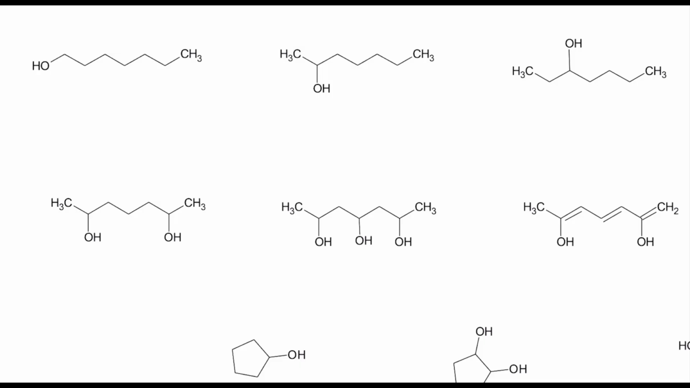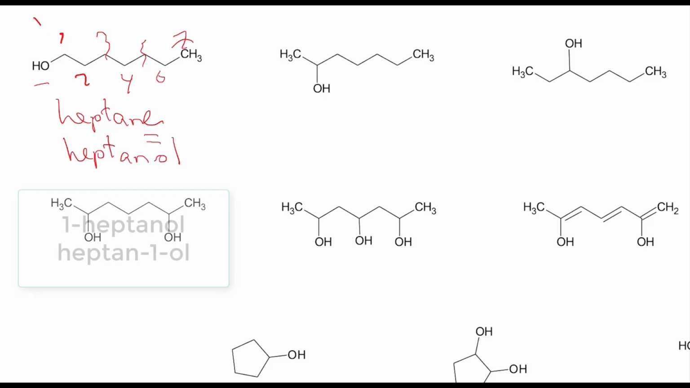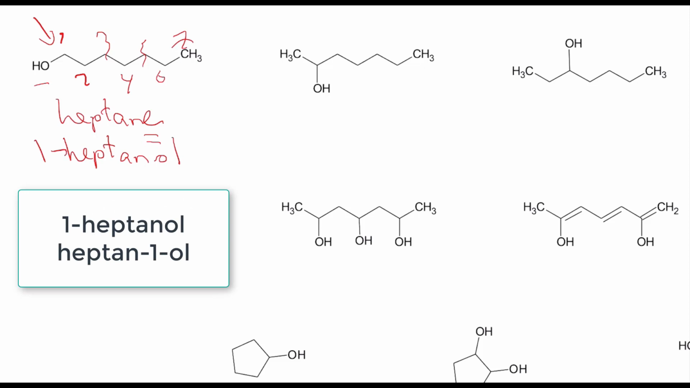So we begin naming alcohols with the molecule on the top left here. We're going to count the longest carbon chain. 1, 2, 3, 4, 5, 6, 7 carbons. This is a heptane. And to name this then, we have alcohol as the highest priority group. We change the E to an OL. So this will become a heptanol. And in the 1 position is where we will find the alcohol.